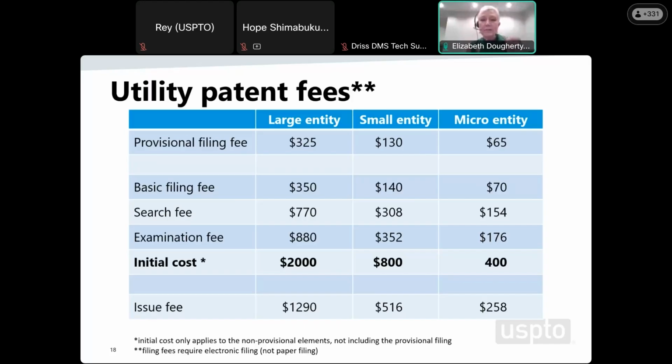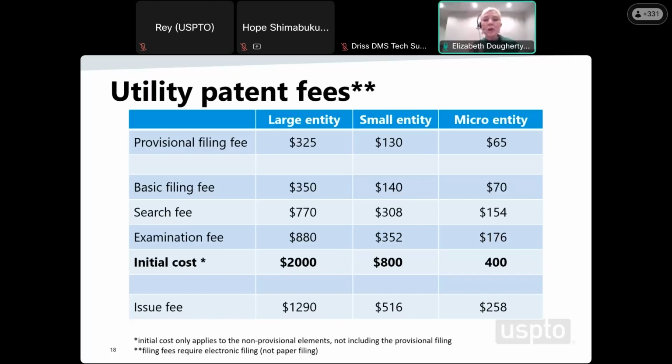As you can see, our small entities pay fees reduced by 60%. Our micro entities pay fees reduced by 80%. So it is an incredible savings and one you want to take advantage of if you are entitled to do so. So for the provisional filing fee for our large entities, it is $325. Small entities, $130. Micro entity, $65. Quite a bargain to be had.